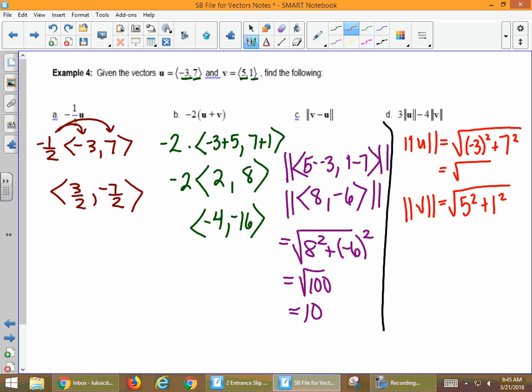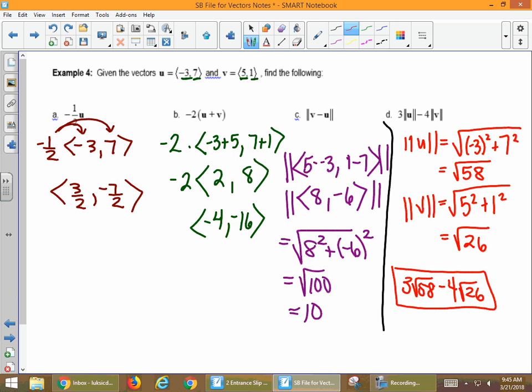All right, 49 and 9, 58. 25 and 25, 50. I don't think 58 is reducible. Does 4 go into 58? No. And so the way we're going to write out this answer then, 3 square root of 58 minus 4 times square root of 26. And that's all we can do without a decimal approximation. So don't be flipped out by that.